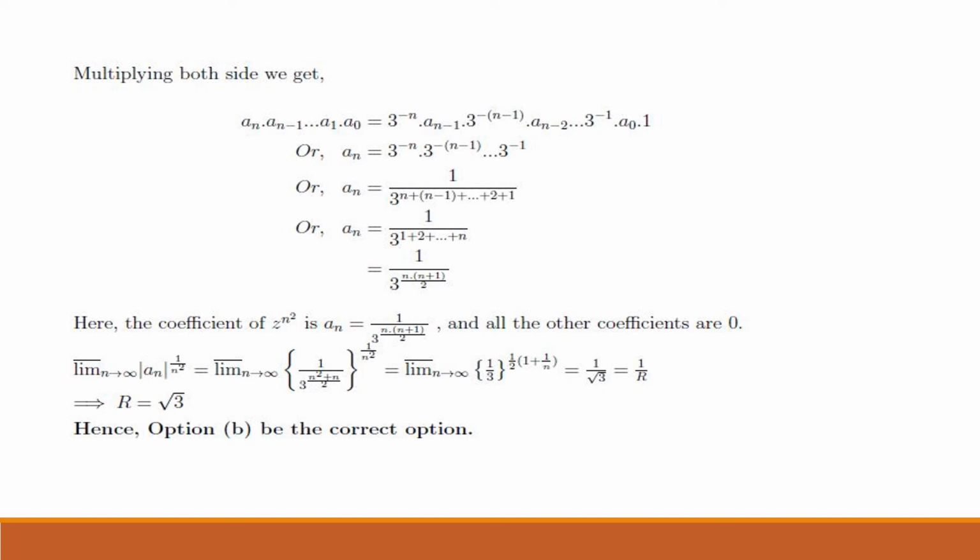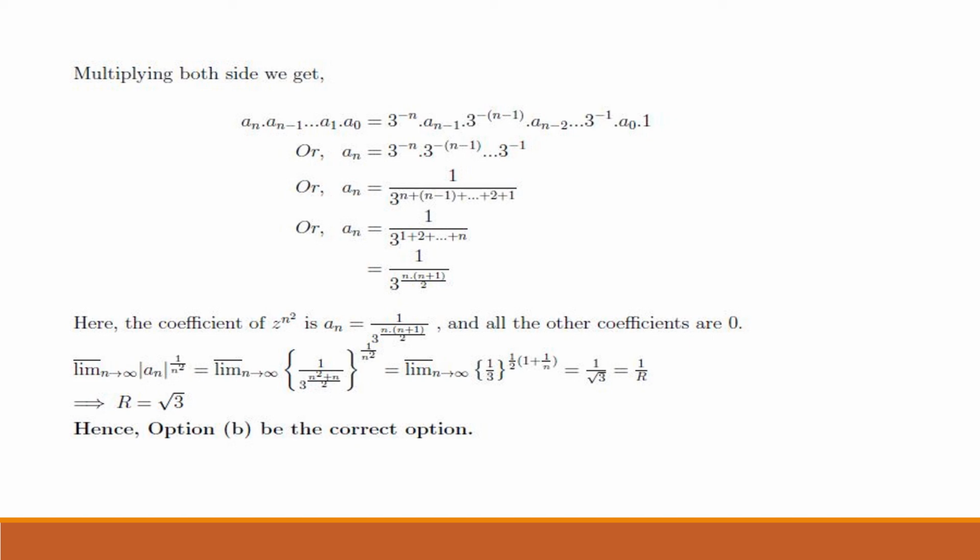Okay, so since our power series here is summation a n into z to the power n square, the coefficient of z to the power n square is a n, and that is equal to 1 by 3 to the power n into (n plus 1) by 2, and all the other coefficients are 0. Okay, so now by the Cauchy-Hadamard theorem, limit supremum as n goes to infinity of mod a n to the power 1 by n square equals 1 by r. Okay.